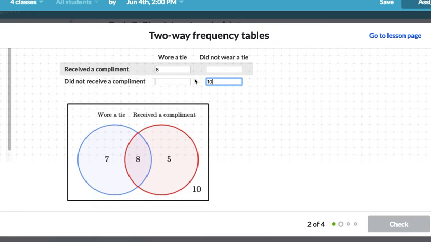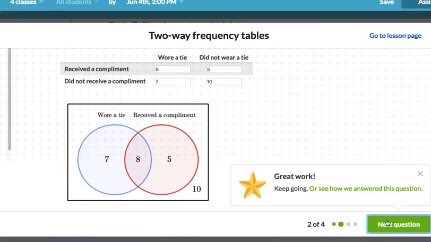The last thing we're going to do is say, okay, who else wore a tie? There were 7 more who wore a tie. Notice we're not actually adding things because they're separated out for us already. And the last one must be 5. So everything here is separated out for you. It's just recategorizing the numbers in table format. Let's take a look at another one.